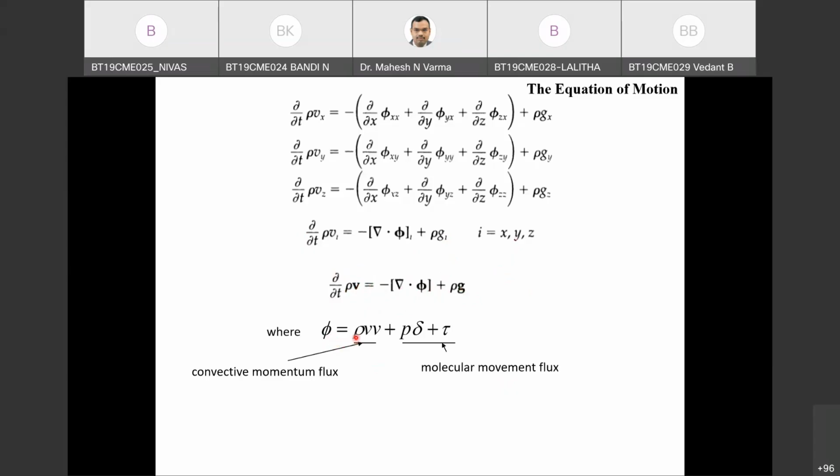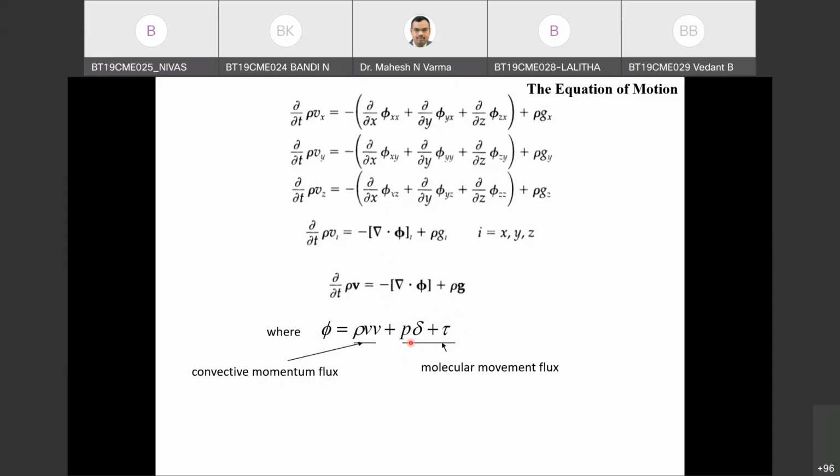Phi, this will be rho into velocity. It is the convective momentum flux, and this is the molecular momentum flux. This already we have discussed in detail. So this is molecular momentum flux, and this is the molecular momentum flux because of pressure forces. This is the molecular momentum flux because of the viscous forces.